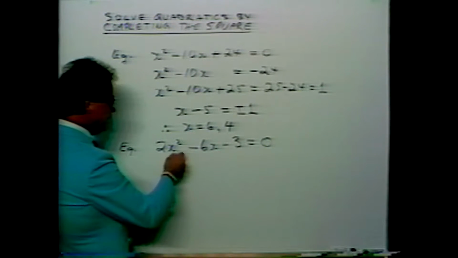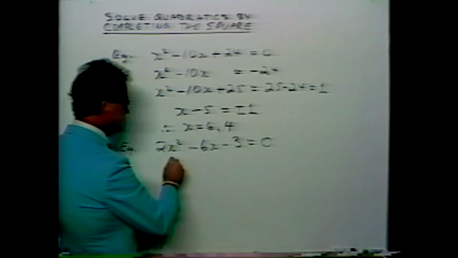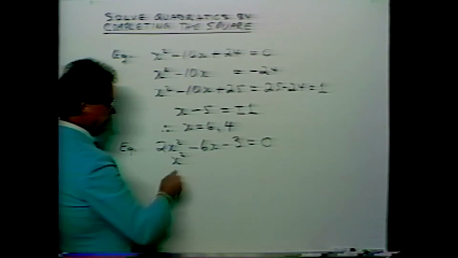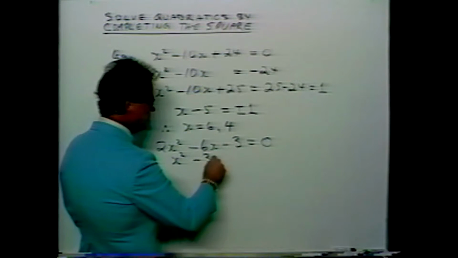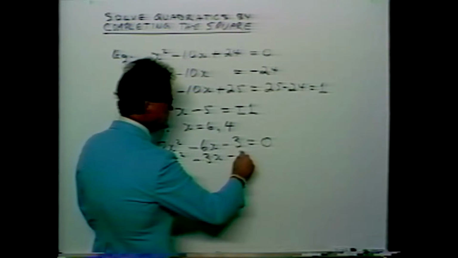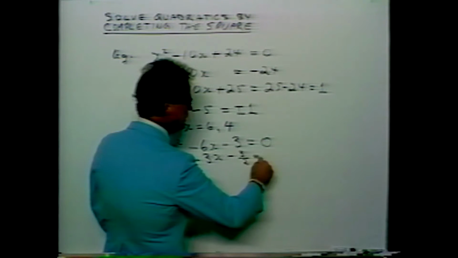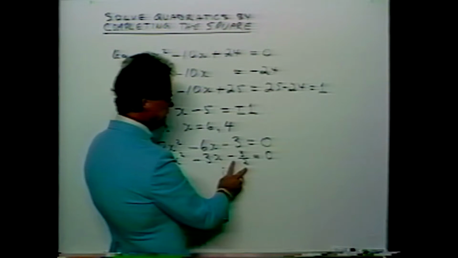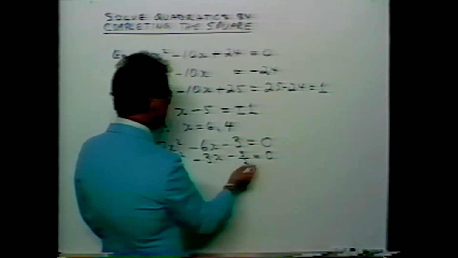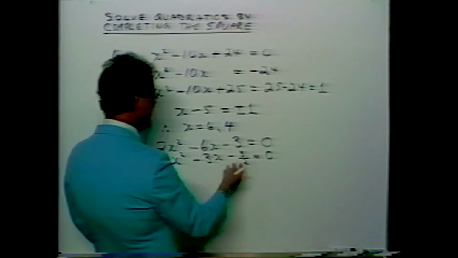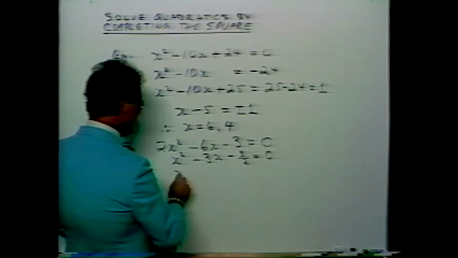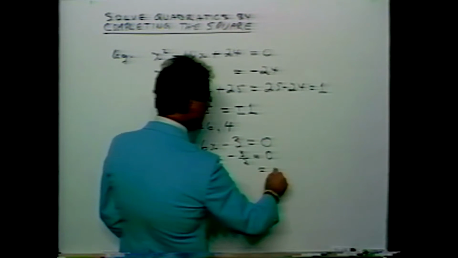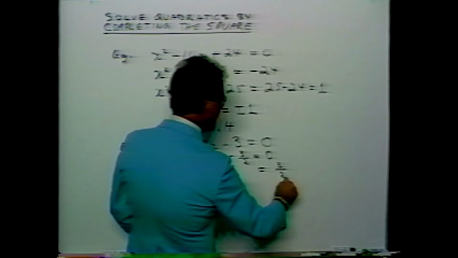If you divide by 2 in the first step, you get x squared minus 3x minus 3 over 2 equal to 0. Take the constant here and place it on the right-hand side, because this is not a perfect square. We end up getting x squared minus 3x equal to positive 3/2.